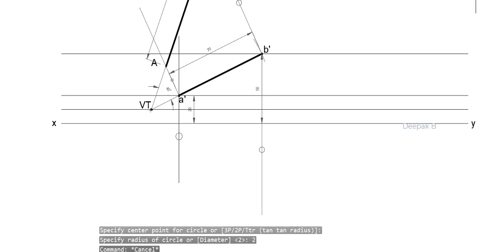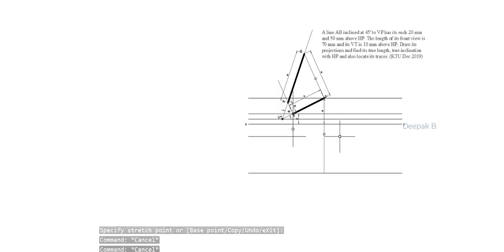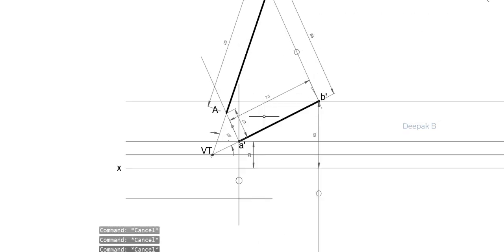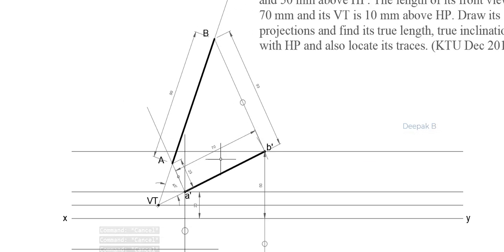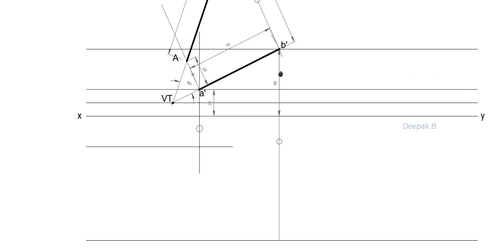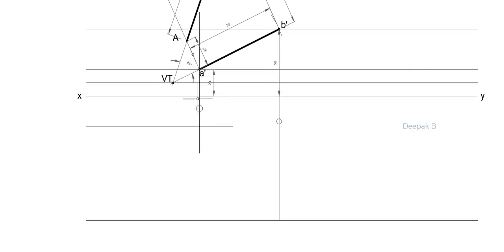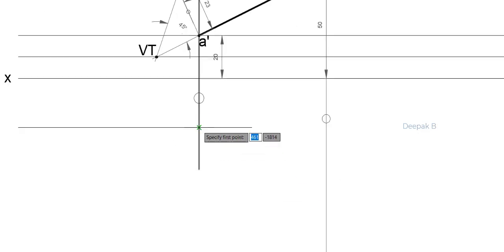Okay, I hope that is clear. So let me just mark the point. Okay, so I had measured around 23 millimeter distance with A dash and 93 millimeter distance with B dash, and I've just transferred that distance below the XY line in order to get the point A and point B. That would be our top view. So let me just mark that line here for you.